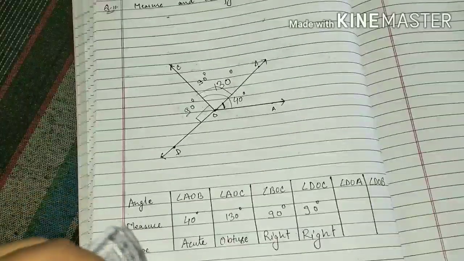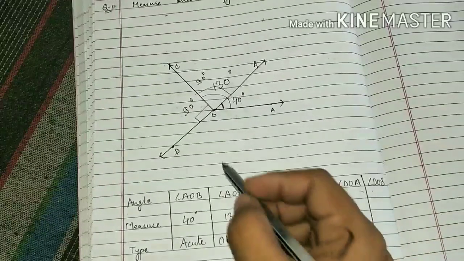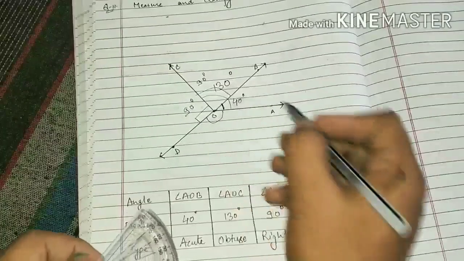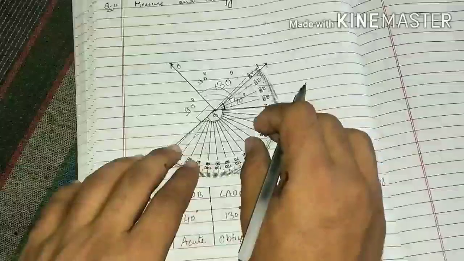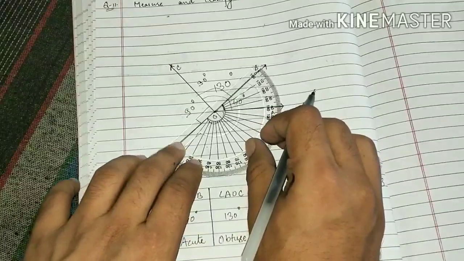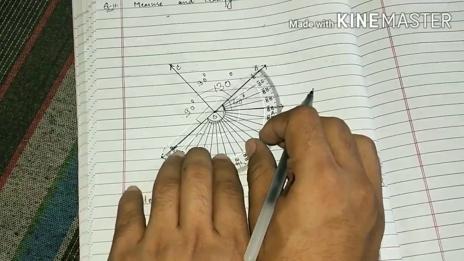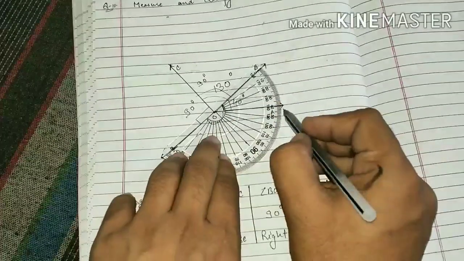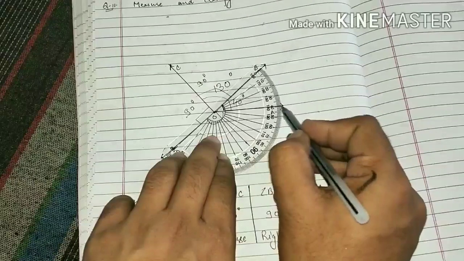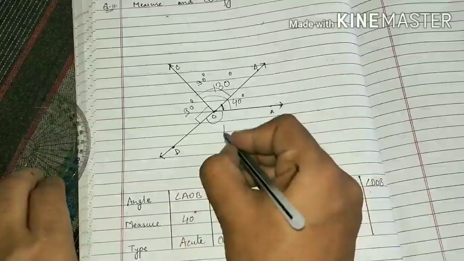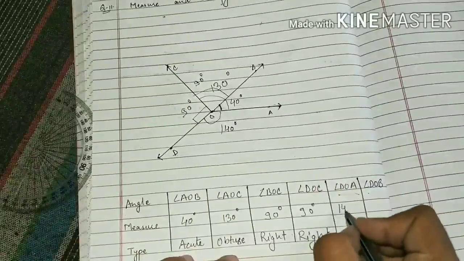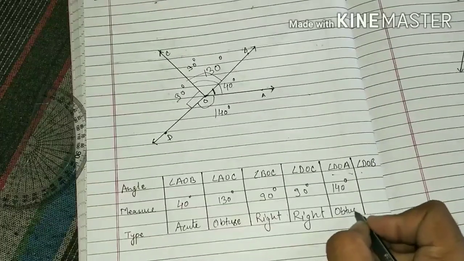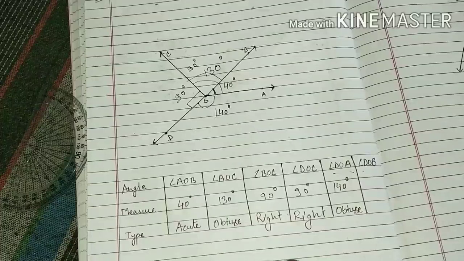Okay. Now we have to measure angle DOA. Okay, where is angle DOA? So again what we have to do? We have to find this angle. So we will keep the middle point of the protractor at the vertex and see that both the lines, that is 0 degree line and this line, must coincide. Now it is coinciding. Now what is the angle? Angle is 140 degree. And if the angle is 140 degree, then what type of angle it is? It is obtuse angle. Why? Because it is greater than 90 but less than 180.